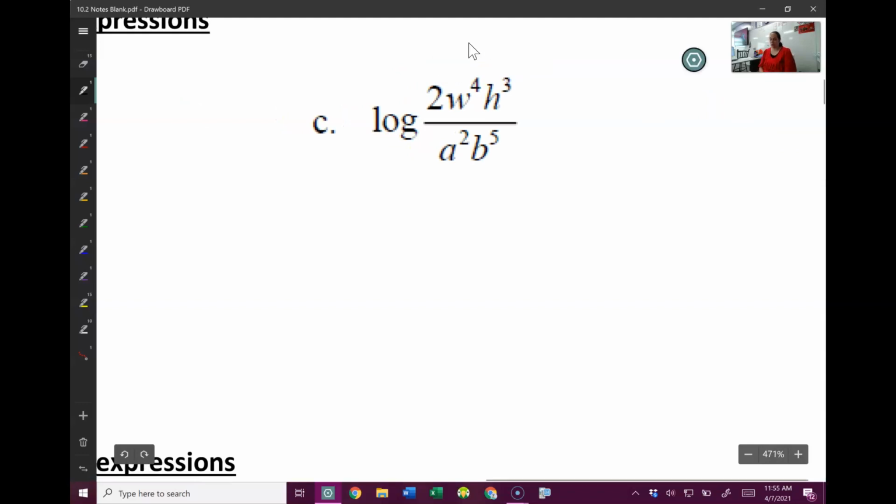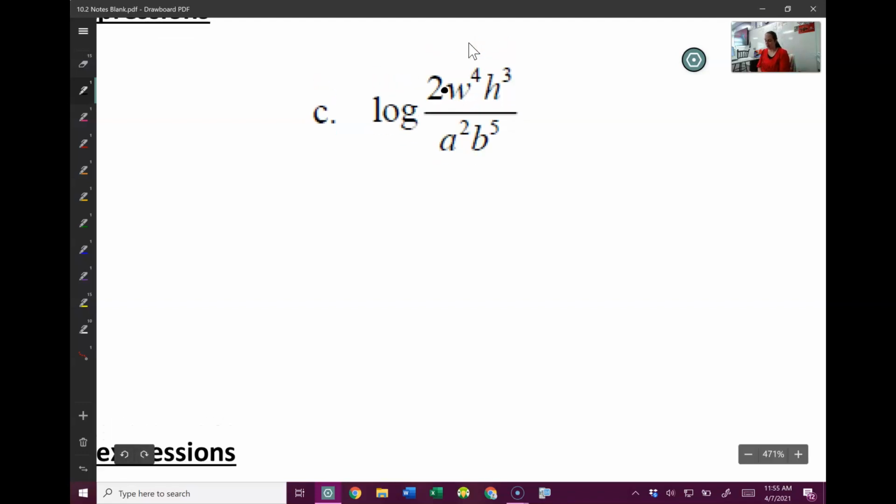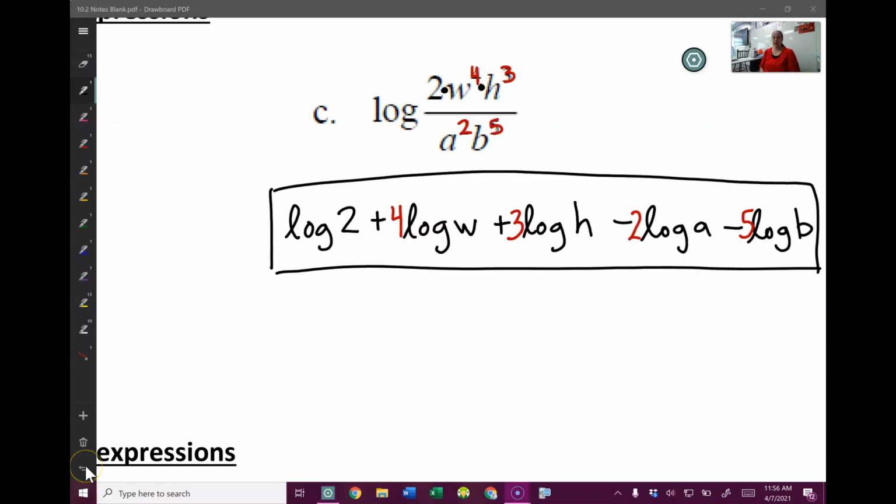So I actually want you to pause the video and try C on your own. And keep in mind, these are all being multiplied, and then we have division down here. So be careful with your additions and your subtractions, and then save your exponents until the very end. So try this one out and then come back to check and see how you did. Let's see how you did.